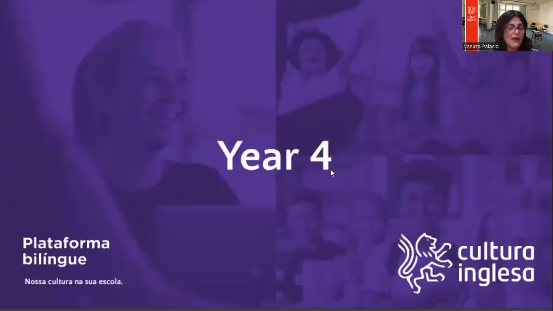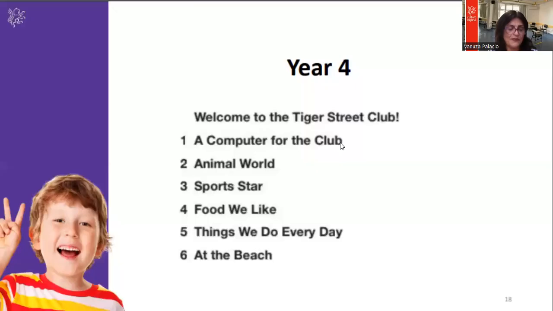Well, we'll now have the chance to take a closer look at what to expect from the Year 4 course. These are the units which students will be exploring this year. A Computer for the Club, Animal World, Sports Star, Food We Like, Things We Do Every Day, and At the Beach. By taking a look at the topics and themes of the units, you might have an idea of what students are going to learn throughout the year.